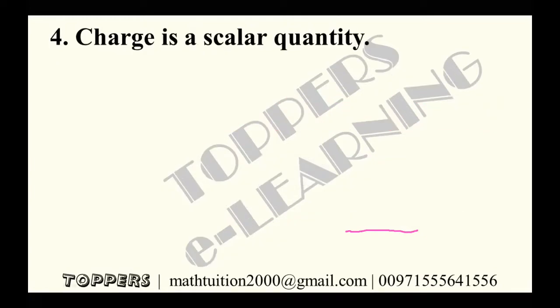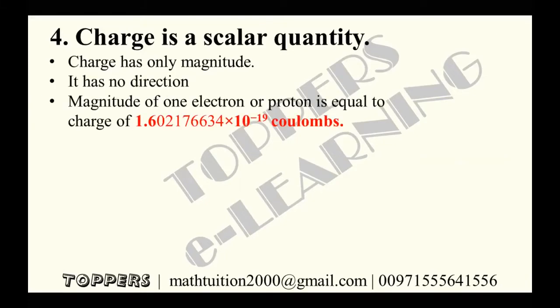Fourth property, charge is a scalar quantity. What do you mean by scalar quantity? Scalar quantity means it has only magnitude, no direction. The magnitude of the charge of one electron or proton is 1.602176634 × 10⁻¹⁹ coulombs. Electron is negative, proton is positive.